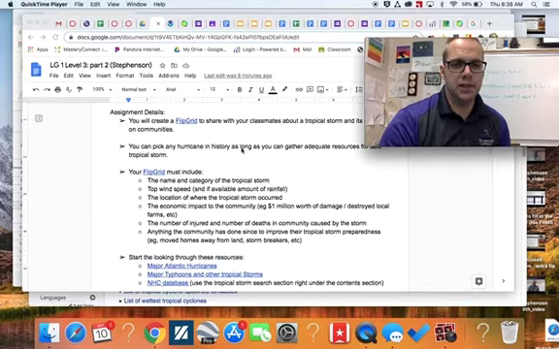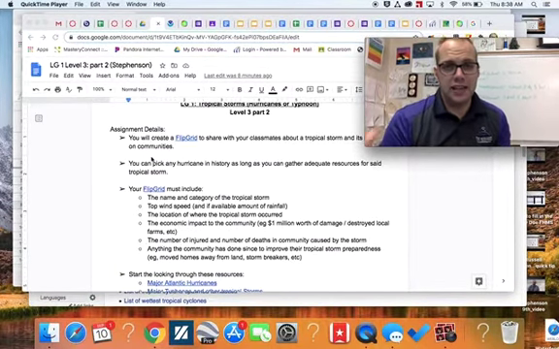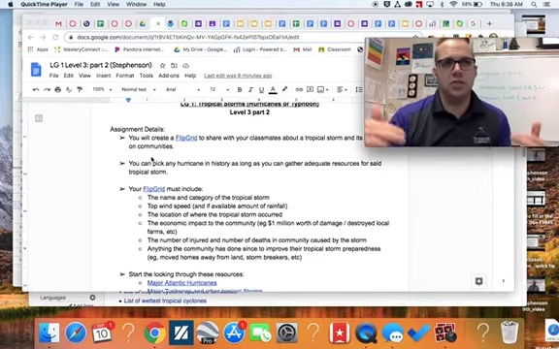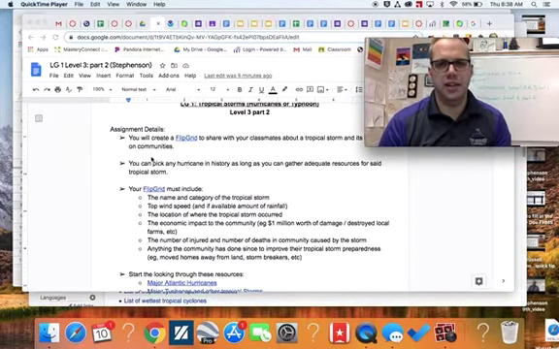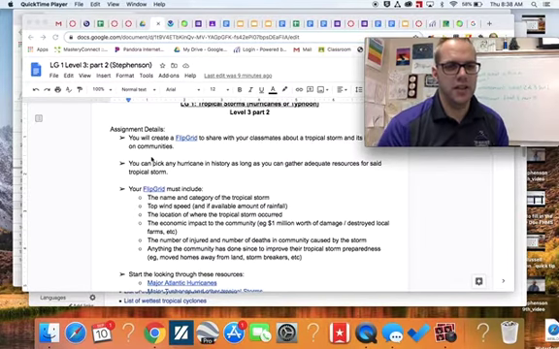But anyway, here is how you're going to look at doing this. You can pick any storm, any hurricane or typhoon that has happened in history. It really doesn't matter, and there are tons of them, so please be varied. I don't want a million Hurricane Katrinas out there, or tons of Hurricane Harveys, whatever it might be. I want you to actually have some varying information out there.